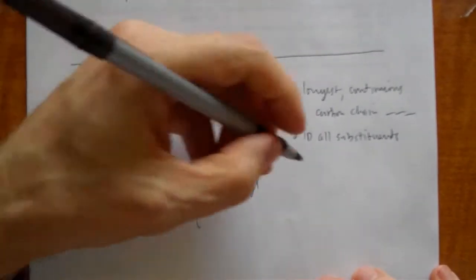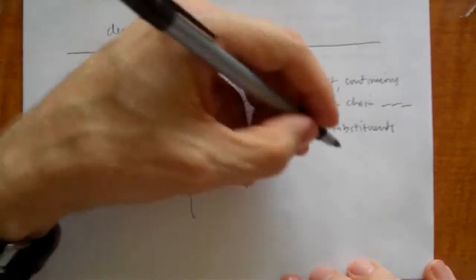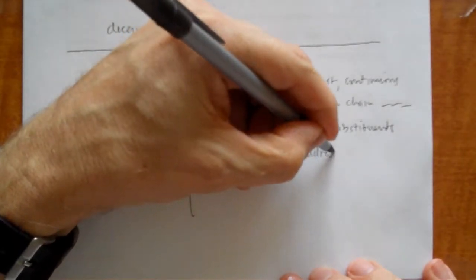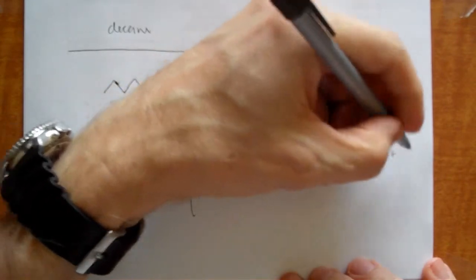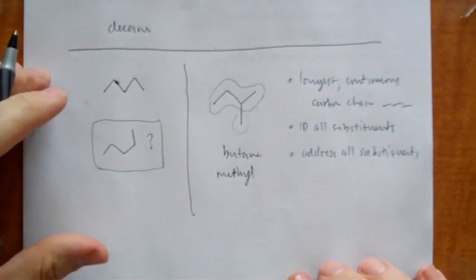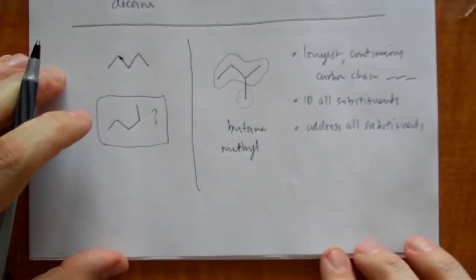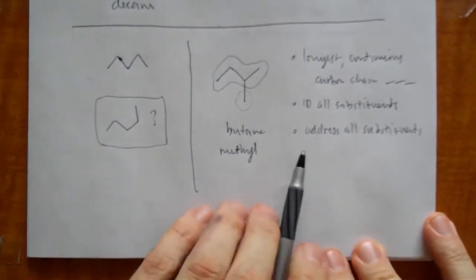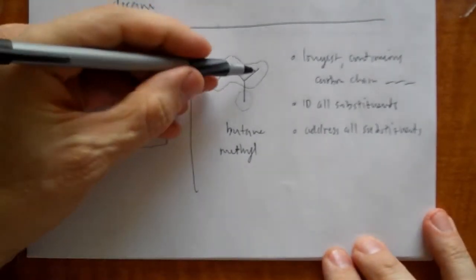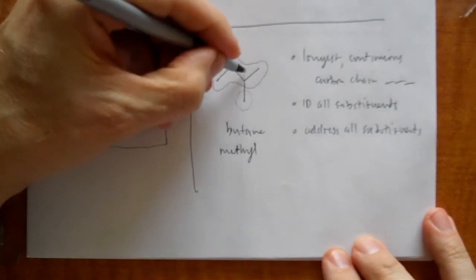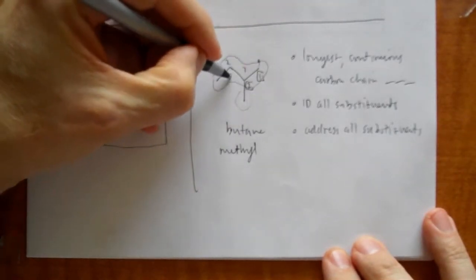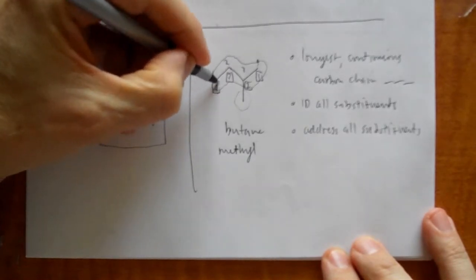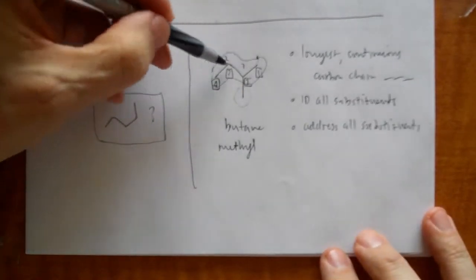Okay, and then number 4 is address all substituents. It's a slightly different version than what you have in your book, okay? It's equivalent, of course. Address all substituents. So in other words, this is either 1, 2, 3, 4, or 1, 2, 3, 4. Those are the possible numbering for this parent chain.